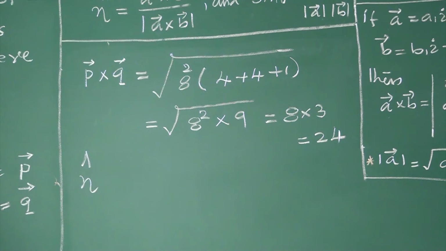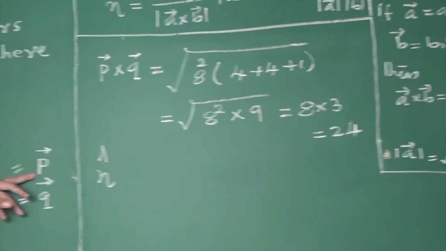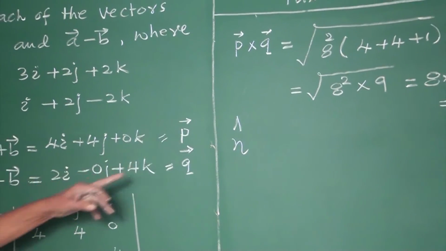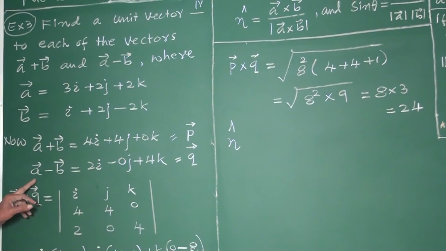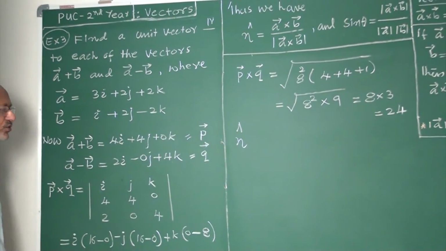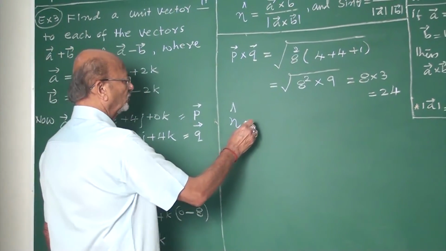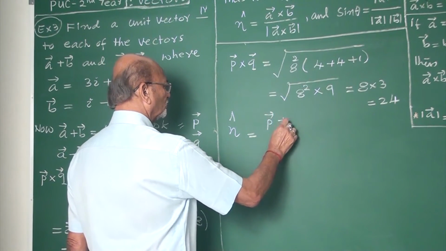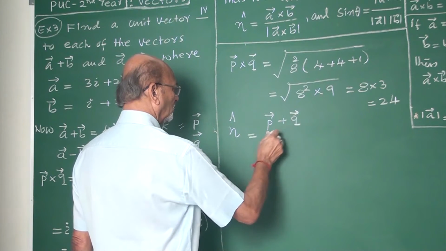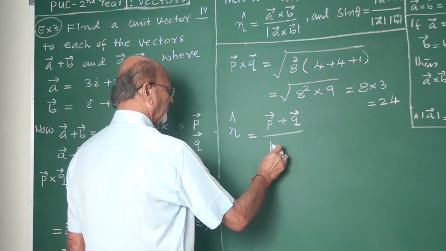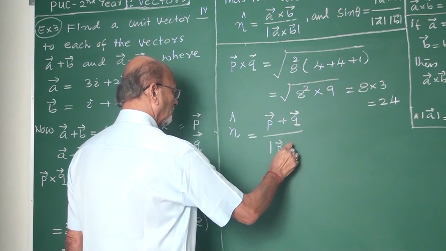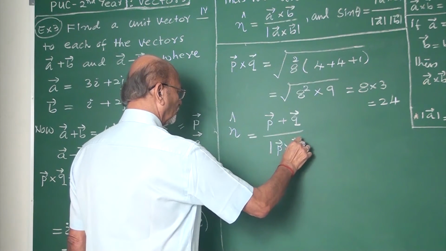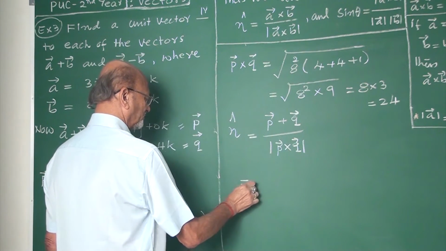What is eta cap? It is a unit vector perpendicular to both vectors P and Q. Here, A plus B and A minus B are the same as P and Q. This is equal to vector P plus Q upon its magnitude, magnitude of P cross Q.